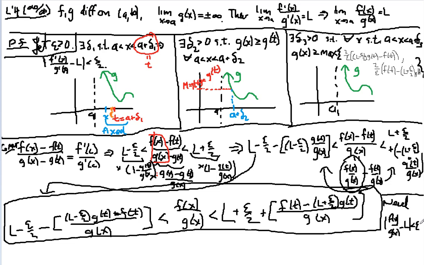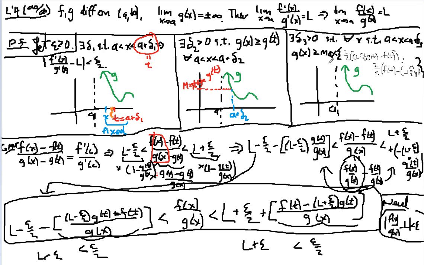Well, if you notice this, I'm actually really close. If I can make this thing less than epsilon over 2, and that thing less than epsilon over 2, whatever they are, I'd be good, because then I get L minus epsilon over 2 minus epsilon over 2, which would give me L minus epsilon. And here I'd have L plus epsilon over 2 plus epsilon over 2, which would give me L plus epsilon, which means that I would have exactly what I need, and so this would be the limit.